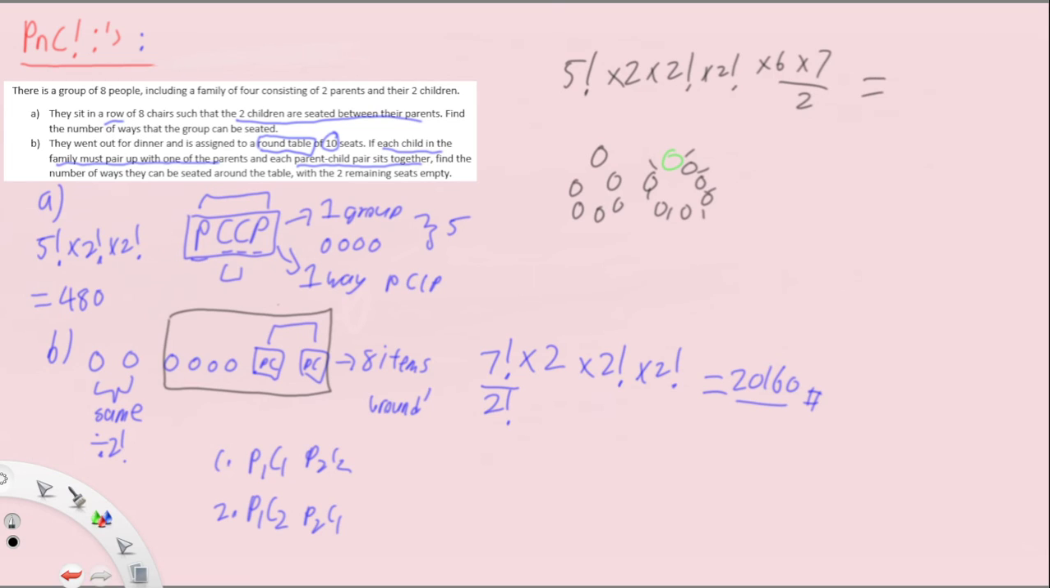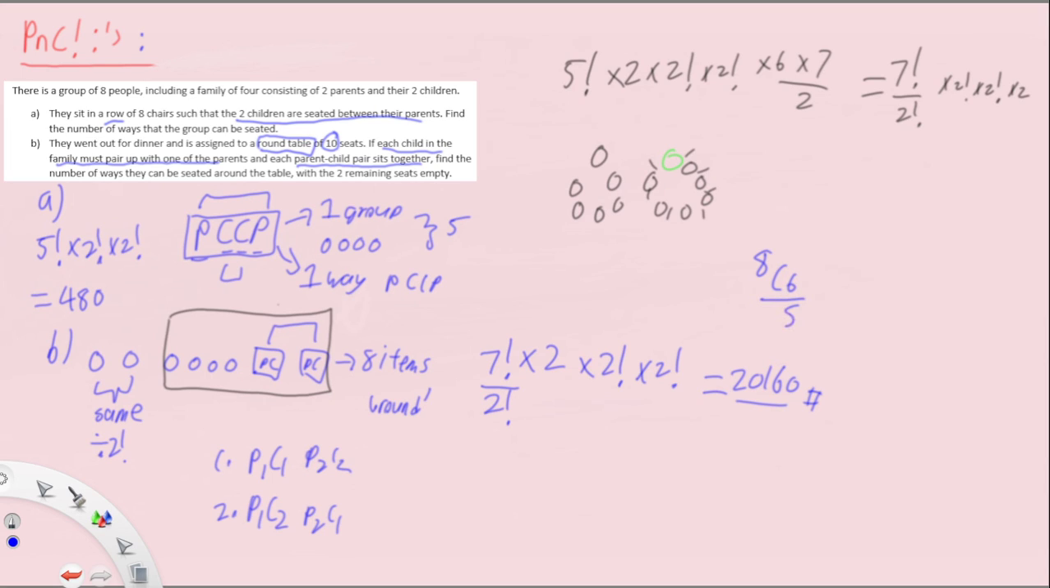And we notice that this gives us the same answer. 7 factorial over 2 factorial times 2 factorial times 2 factorial times 2. And it gives us back 20160. Are there any other ways? Definitely. I'm not going to go through that right now, because the other idea is something you guys can give a shot.